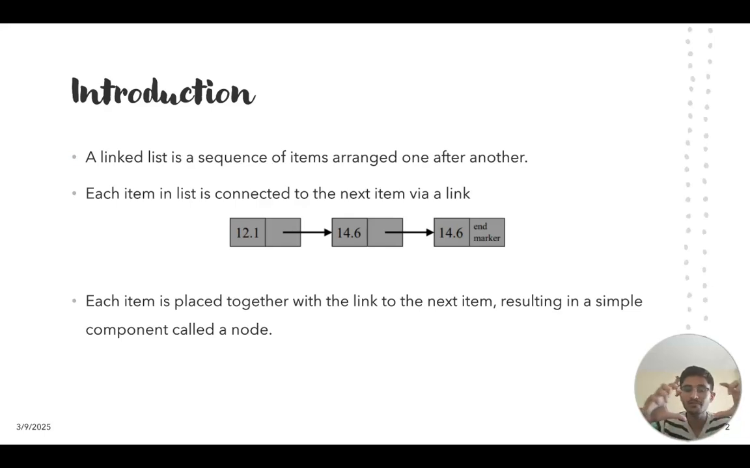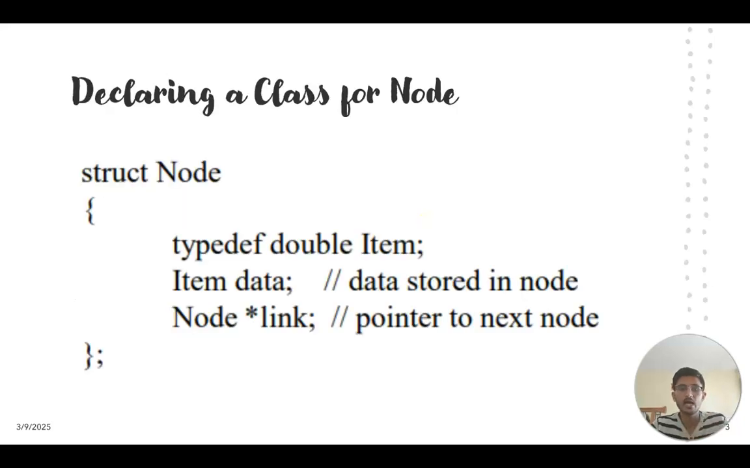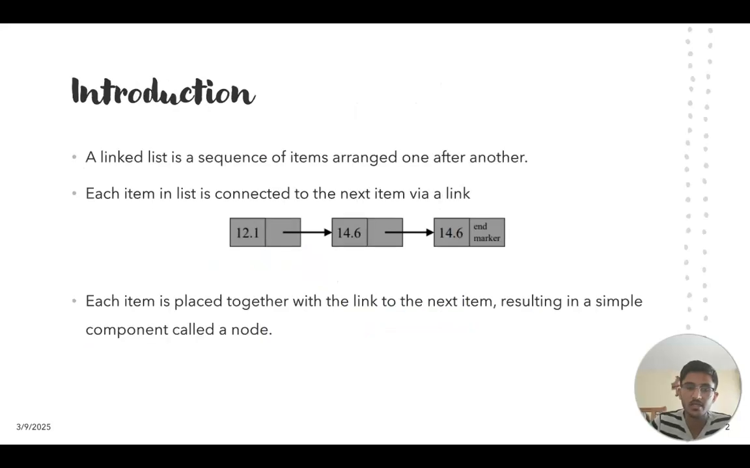Okay, so we have a specific name for each of these data blocks. Each item that is placed together with the link to the next item results in a component known as a node. Okay, so each of these data blocks you see over here, these are nodes, and they're connected using links. Now, let's see how we would want to declare a class for a node. How would we want to implement this in a class?